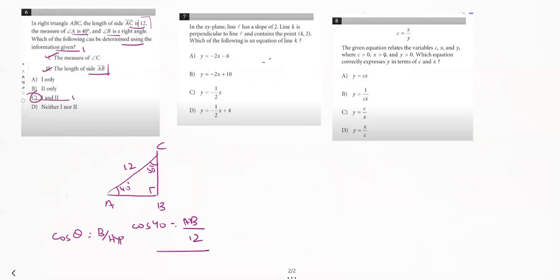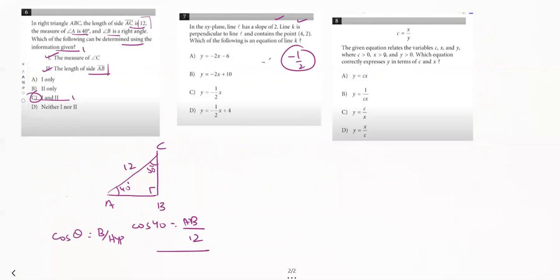Is this question clear? Yes. Okay. In the xy plane, line L has a slope of 2. Line K is perpendicular to L. So what would be its slope? Its slope would be minus 1 upon 2, right?